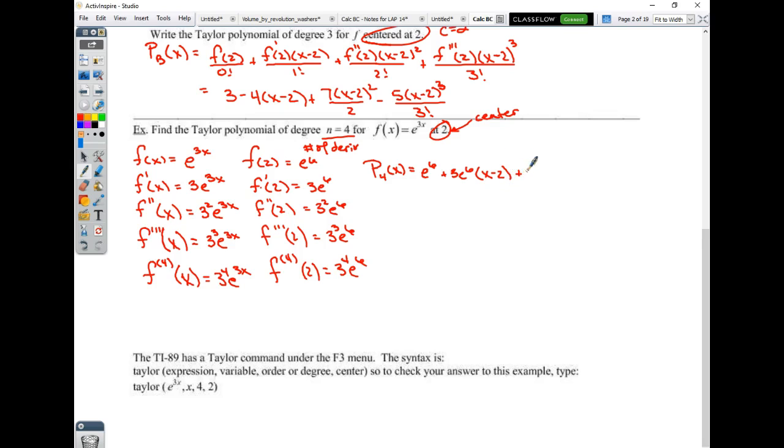plus 3 squared e to the 6, x minus 2. This is part of the reason why I like this is that e to the 6 keeps track of everything, over 2, plus, and so on, plus 3 to the 4th, e to the 6, x minus 2 to the 4th over 4 factorial.